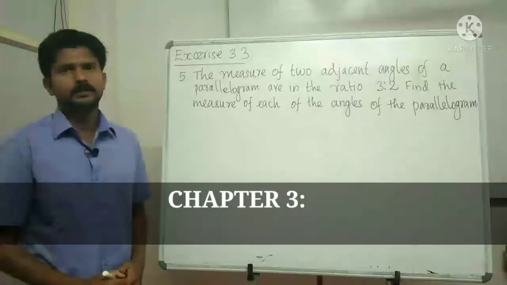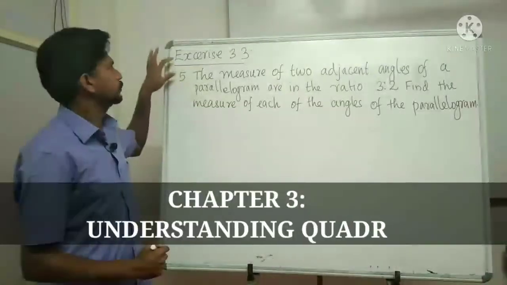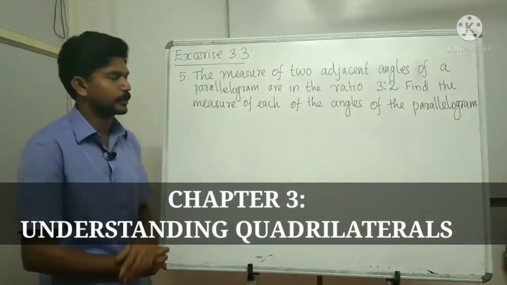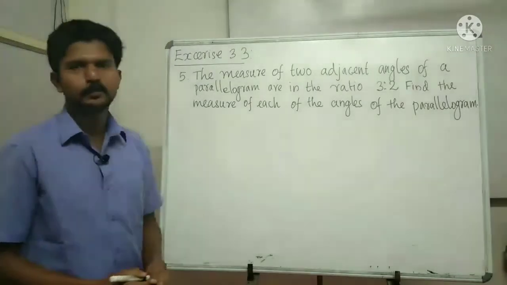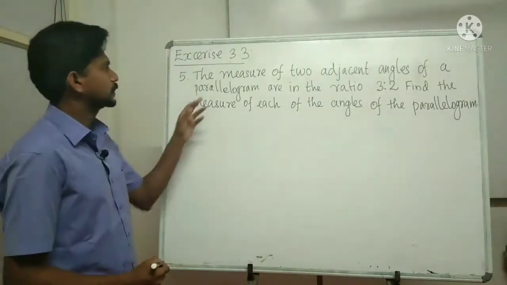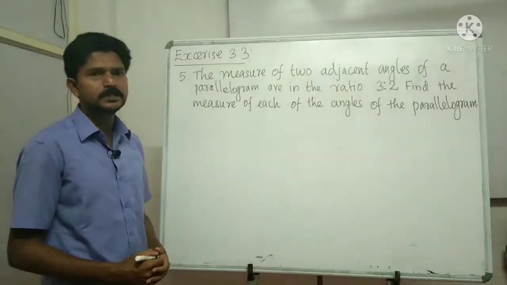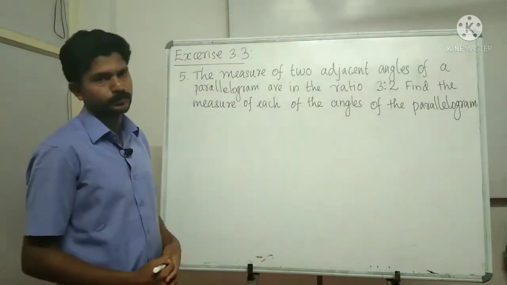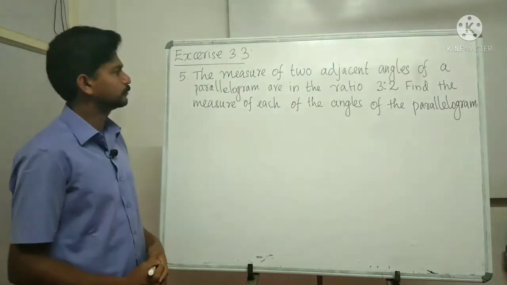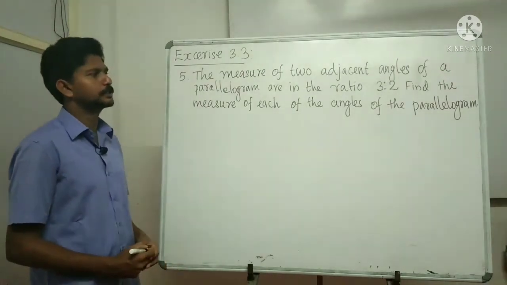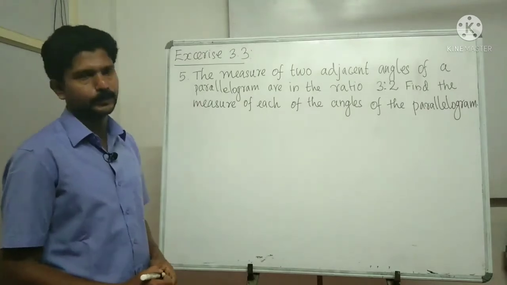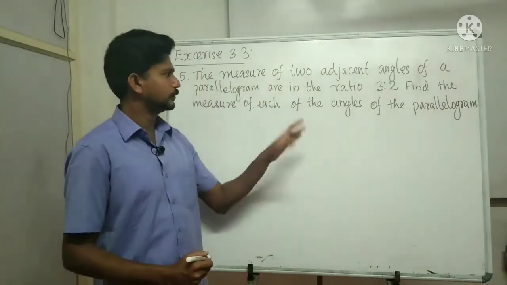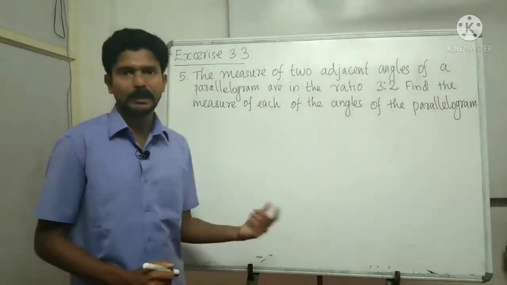Dear students, we are continuing with exercise 3.3, fifth question. Let us see how to solve this question. The given question is: the measures of two adjacent angles of a parallelogram are in the ratio 3:2. Find the measure of each of the angles of the parallelogram.